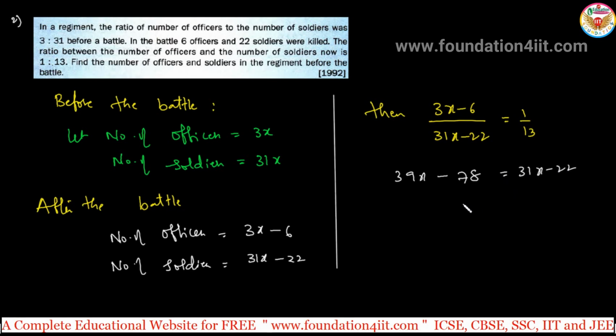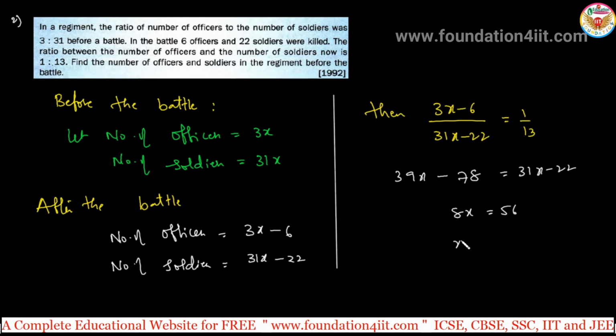Take the terms to one side. 39 minus 31, so 8x equals 78 minus 22. Take the other side, so 56. Then x is equal to 7. The x value we got is 7. So therefore we can find the number of officers and soldiers.